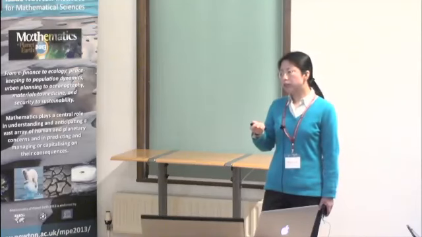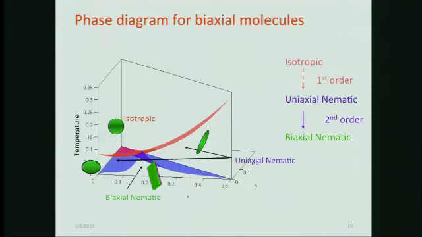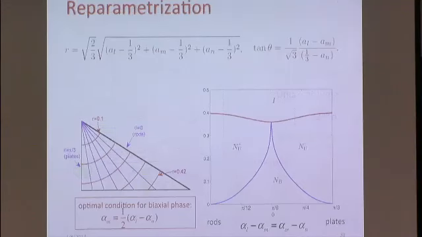And these three surfaces are intersecting along one line. This is really the bisector of the angle, corresponding to the second order phase transition directly from isotropic to biaxial phases. So that is the main result.